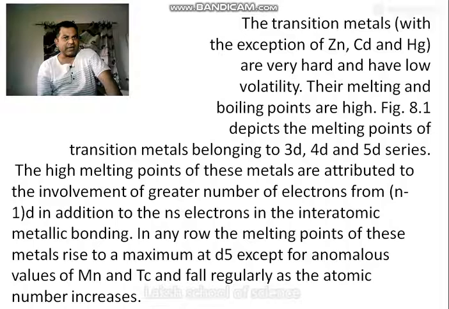Okay, so why are they behaving like this? The pattern is that it rises at the 4th position and drops at the 5th. Why does this happen? So another generalization: the transition metals, except zinc, cadmium and mercury, are very hard and have low volatility. Okay, their melting points and boiling points are very high.